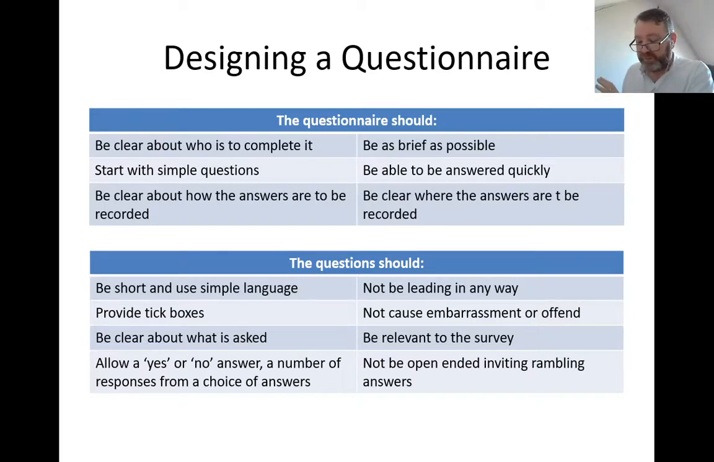Don't offend anybody. Be relevant to the survey. So don't go off on a tangent collecting information about their granny when you want to know what type of glasses they prefer. Okay, so just don't go off track. Keep on track with your questions in relation to what you're trying to collect the data for.